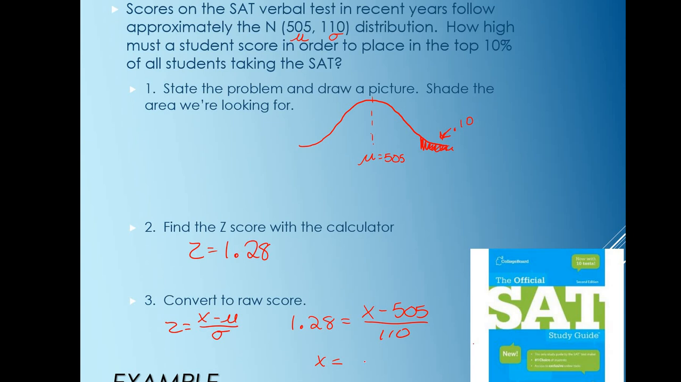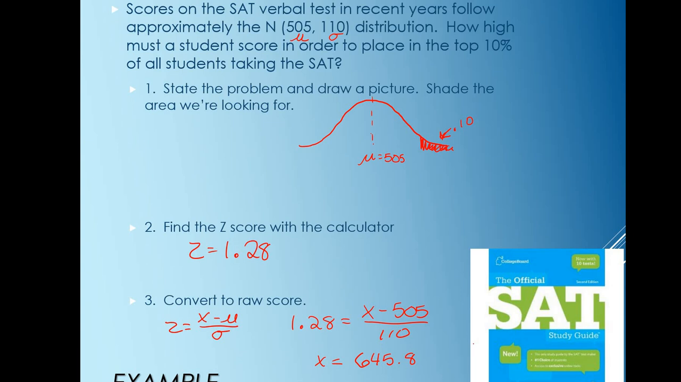And you should get 645.8. So that would be the raw score. Obviously, if you're talking about SATs, it's not going to be a 0.8, so probably 646 would be the answer.